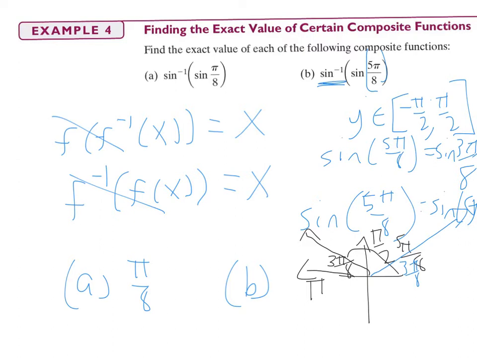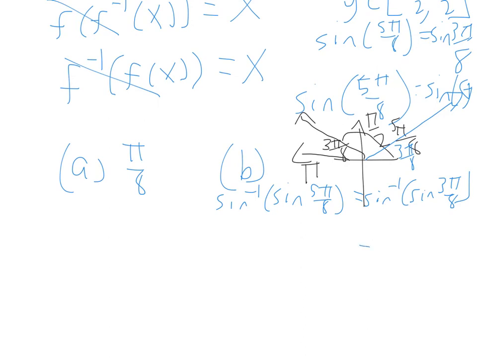So, sine inverse of sine of 5 pi over 8 is equal to sine inverse of sine of 3 pi over 8, and that would just be equal to 3 pi over 8.